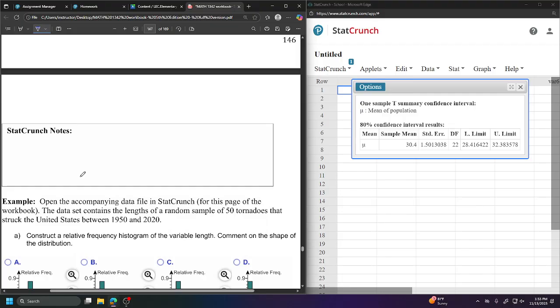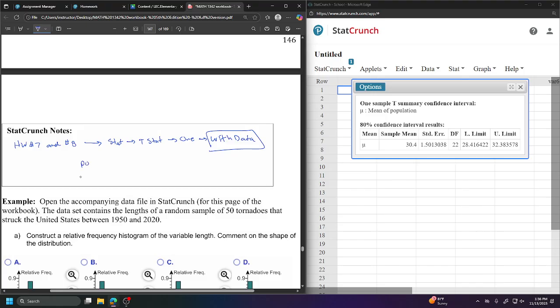Next one. StatCrunch notes. I actually have something from the homework, and I want to just tell you this small little thing here. On homework number 7 and number 8, we need to use the with data. So I'm just going to tell you it's the stat, tstat, one sample with data. And I'm going to show you one of those here in just a few minutes. It's really simple. Just use the with data.